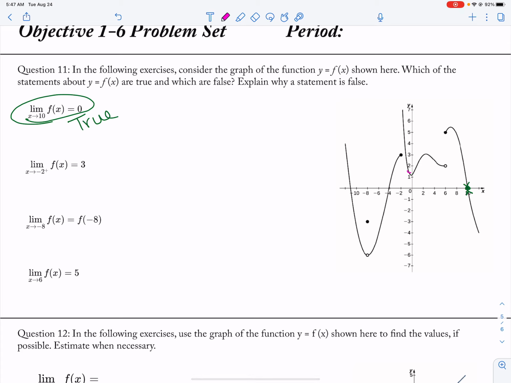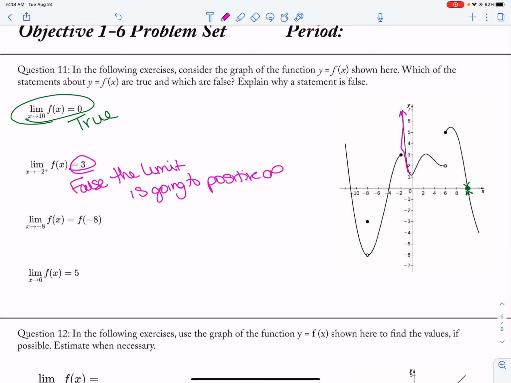And then approaching from the right at -2, I'm actually going up to positive infinity. So this is not 3. So this is false. The limit is going to positive infinity.